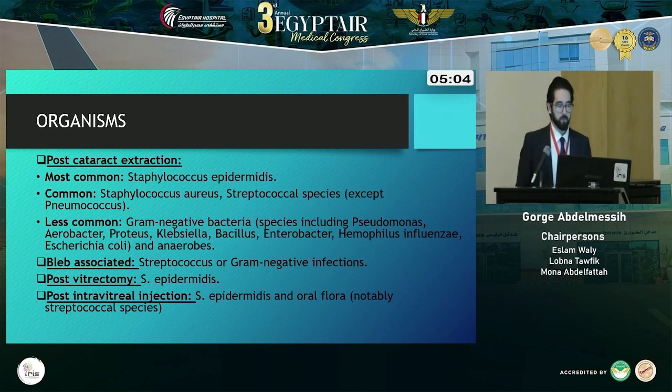Organisms: post-cataract extraction, most common is Staphylococcus epidermidis, less common Staphylococcus aureus or strep, and less common gram-negative bacteria species including Pseudomonas, Proteus, Klebsiella, Bacillus, Haemophilus influenzae, E. coli, and anaerobes. Bleb associated, like Streptococcus or gram-negative. Post-vitrectomy, Staph epidermidis. Post-intravitreal injection, Staph epidermidis and oral flora.